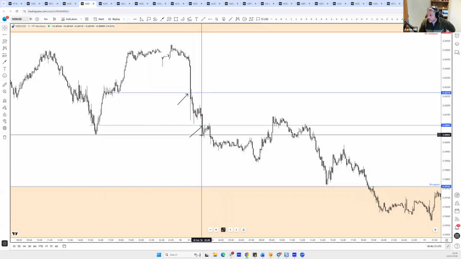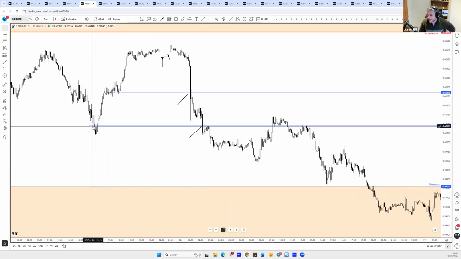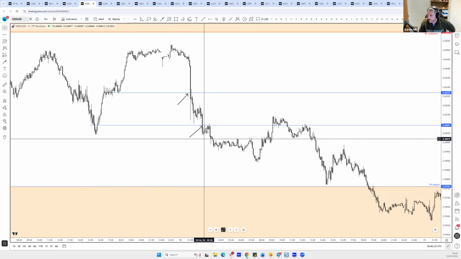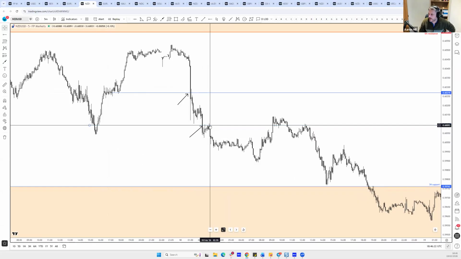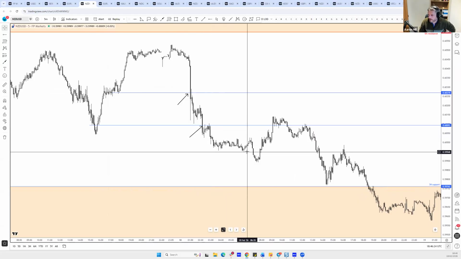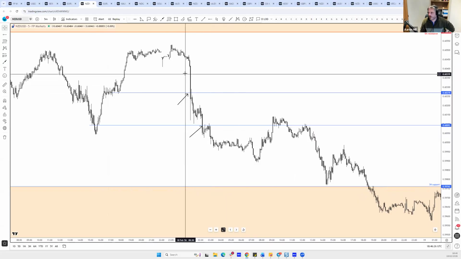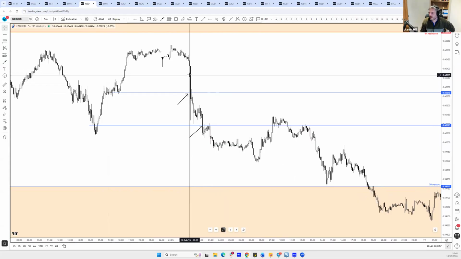Exact same setup. We break below this QM support here, and then we retest the underside of this level for a nice shorting opportunity. Unbelievable opportunity here. But as I said, guys, this is 1 a.m. my time. But you can see here, the RBNZ, it's a complete surprise. And this is what moves markets.